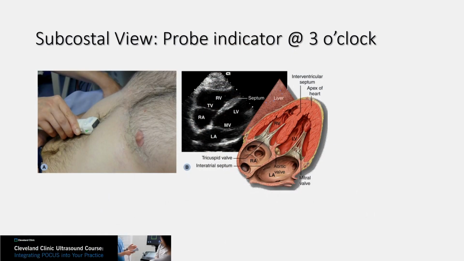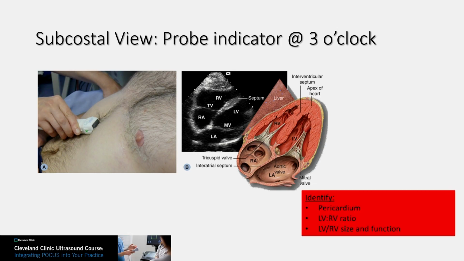Here the probe is again pointing towards 3 o'clock position. This is usually done in a supine position, and the grip that we use is called the remote grip or the knife grip. What you try to do is assess the pericardium. Good view if you cannot get other views to assess RV, LV function and size.